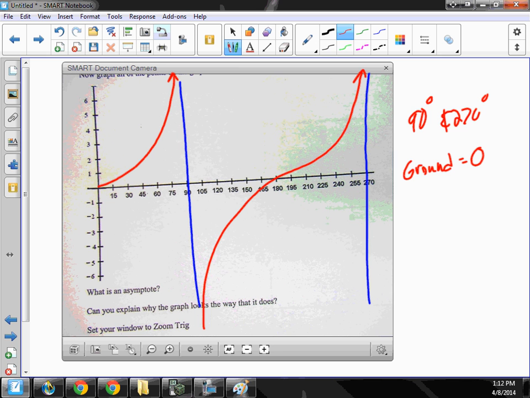Yes. Because at 90 and at 270, the ground is 0. When the ground is 0, the wall is infinitely longer than the ground, or negative infinitely longer.